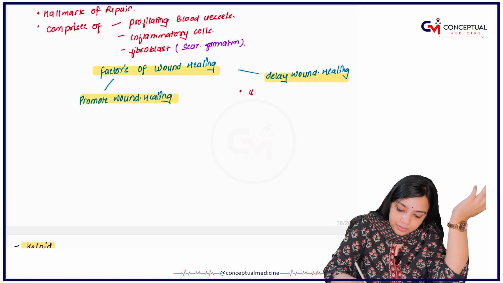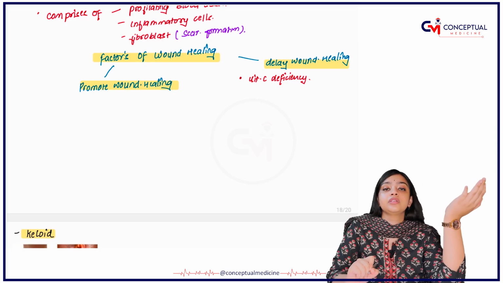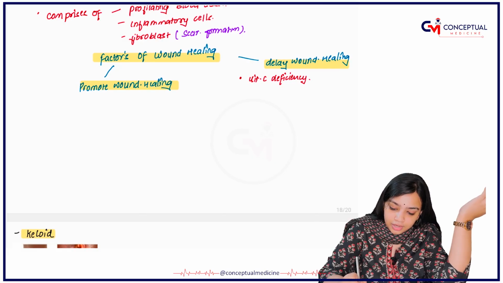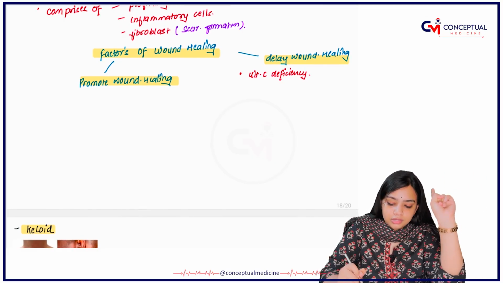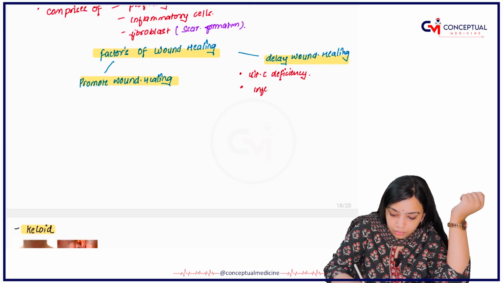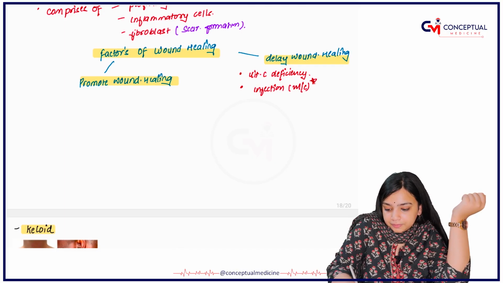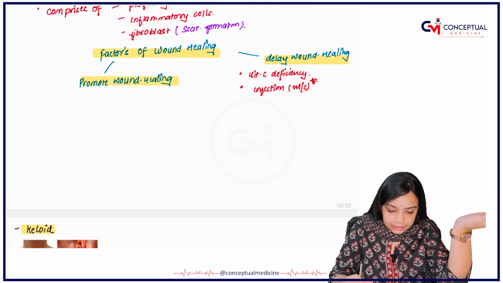It is vitamin C deficiency. Vitamin C deficiency is responsible for scurvy, so it is very essential to eat citrus fruits. Next thing is infections. Obviously, if there is any kind of infection, it will promote a delay in wound healing.